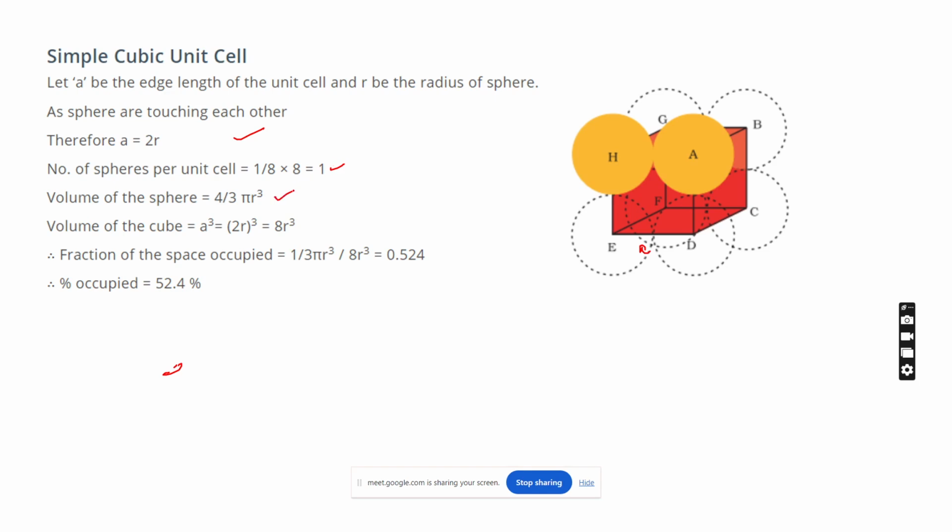The volume of the sphere will be 4 by 3 pi R cube, and the volume of the cube will be a cube, that is equal to (2R) cube, 8R cube. The packing fraction will be how much? 4 by 3 pi R cube divided by 8R cube, that will be 0.524, that is 52.4%.